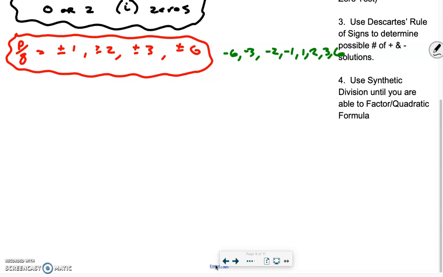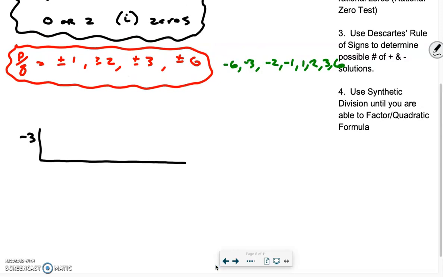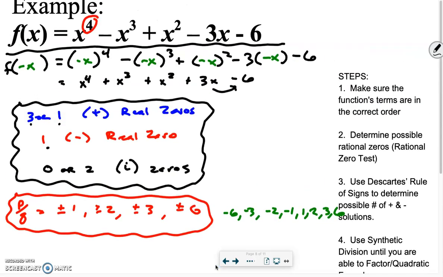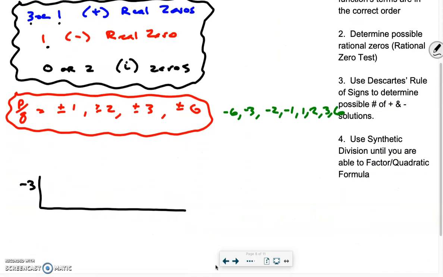So we're going to test negative 3. As far as my coefficients are concerned, we've got 1, -1, 1, -3, -6.